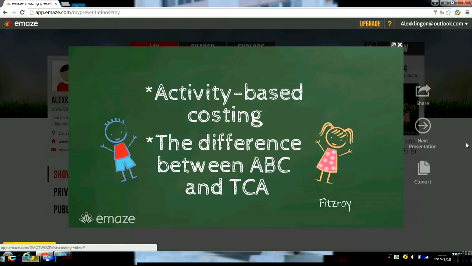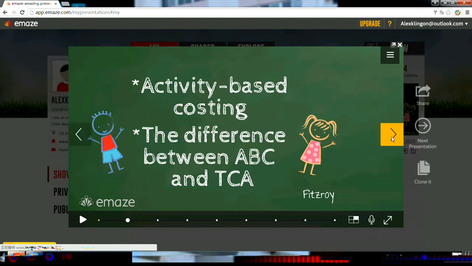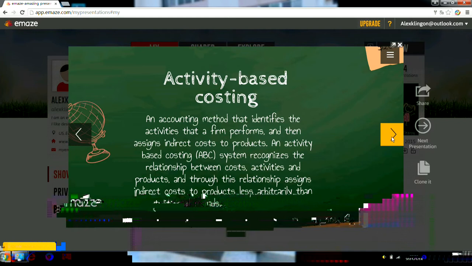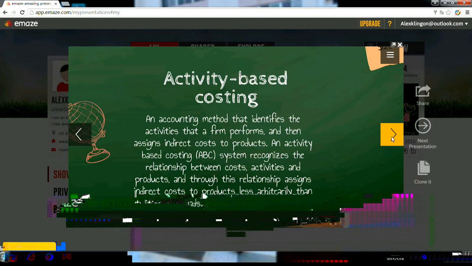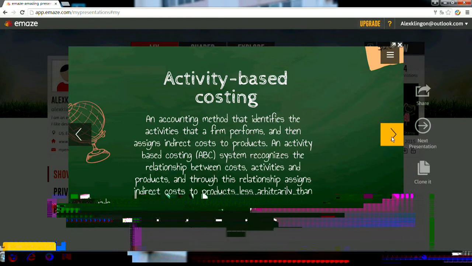Hi, today I'm just going to simply talk about activity-based costing and the difference between ABC and TCA. So, what exactly is activity-based costing? Let's just say some costs are difficult to assess through this method of cost accounting. Indirect costs such as management and office staff salary are sometimes difficult to assign to a particular product produced. For this reason, this method has found its niche in the manufacturing sector.